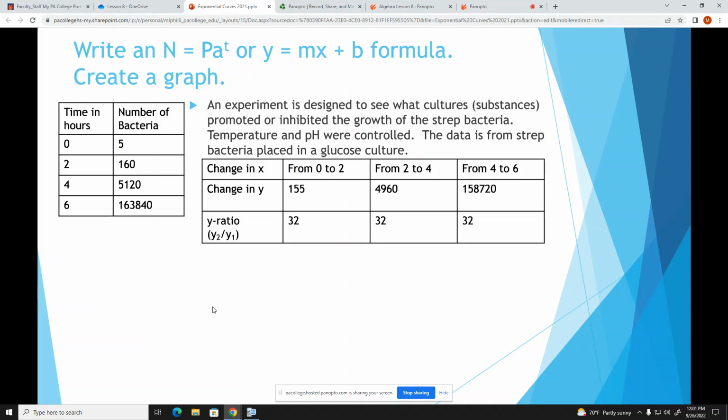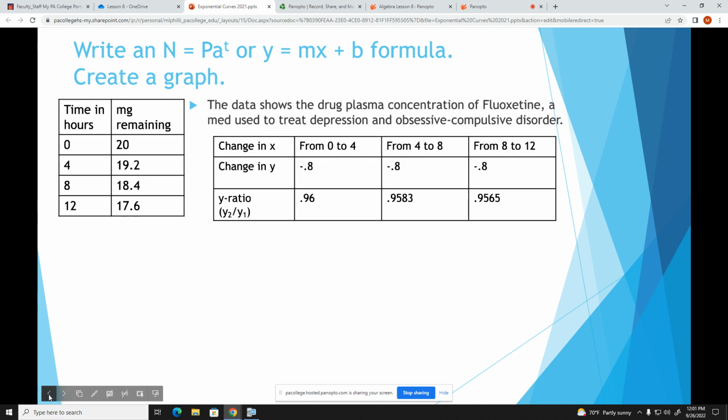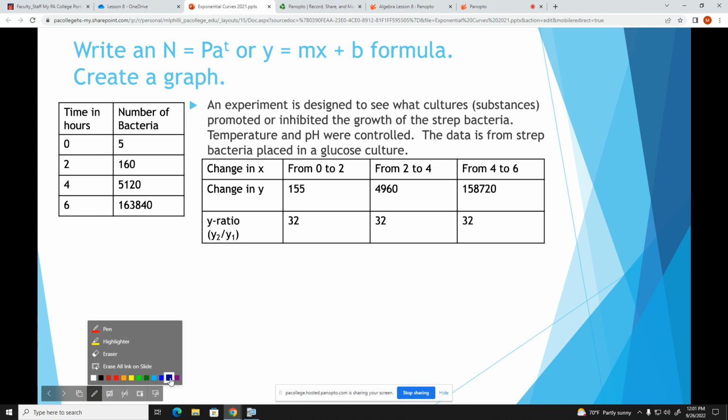Hello, in this video we are going to try to write an NPAT or y equals mx plus b formula and create a graph. So we are starting off with data, and already completed for us are the change values here. Change values here. And we remember that change values would be to take y2 minus y1.